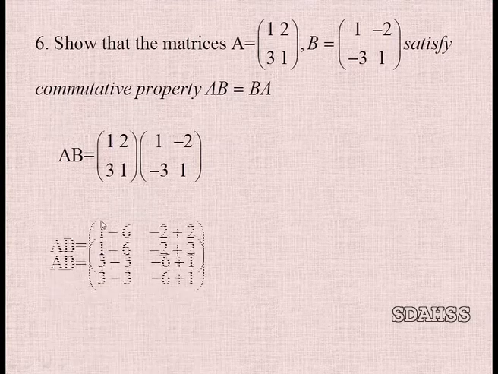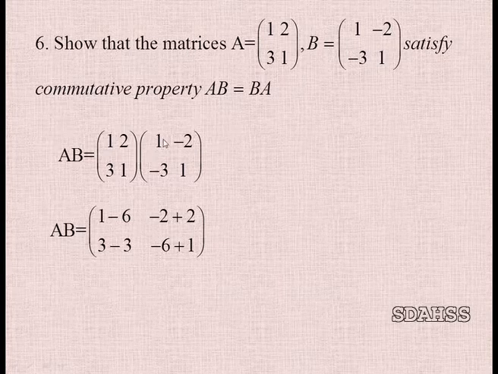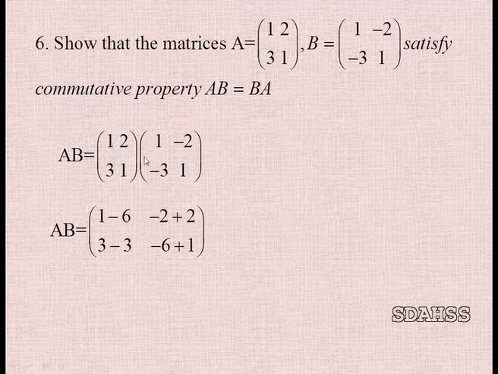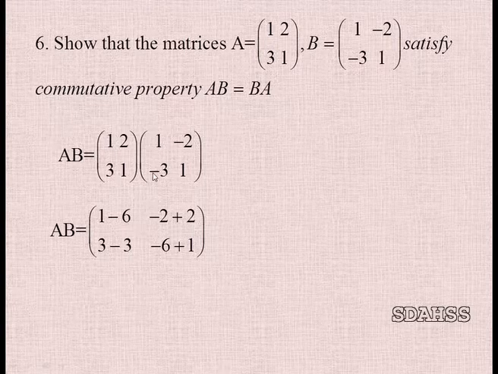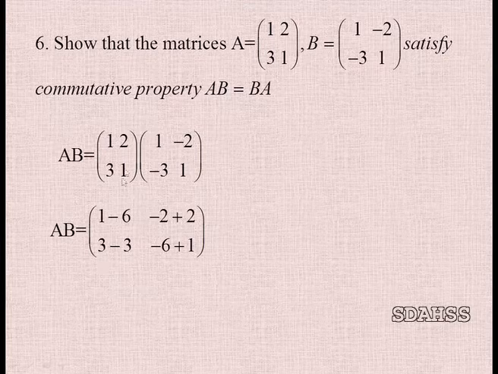Find the product. First you multiply the first row and first column. That is 1 into 1, 1. 2 into minus 3, minus 6. Then multiply second row and first column. Then you have 3 into 1, 3. 1 into minus 3, minus 3.